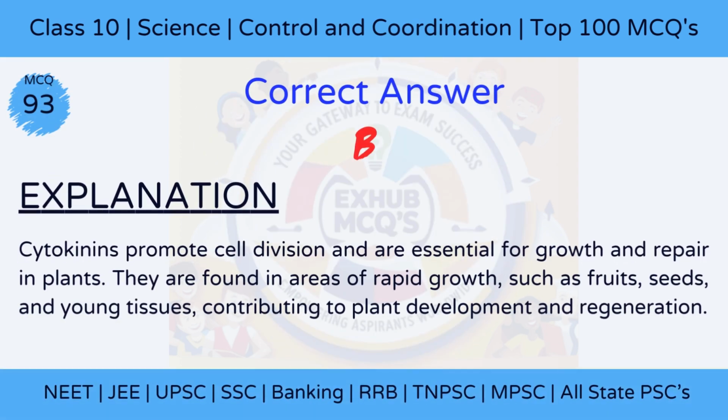The correct answer is option B, cytokinin. Explanation: cytokinins promote cell division and are essential for growth and repair in plants. They are found in areas of rapid growth such as fruits, seeds, and young tissues, contributing to plant development and regeneration.